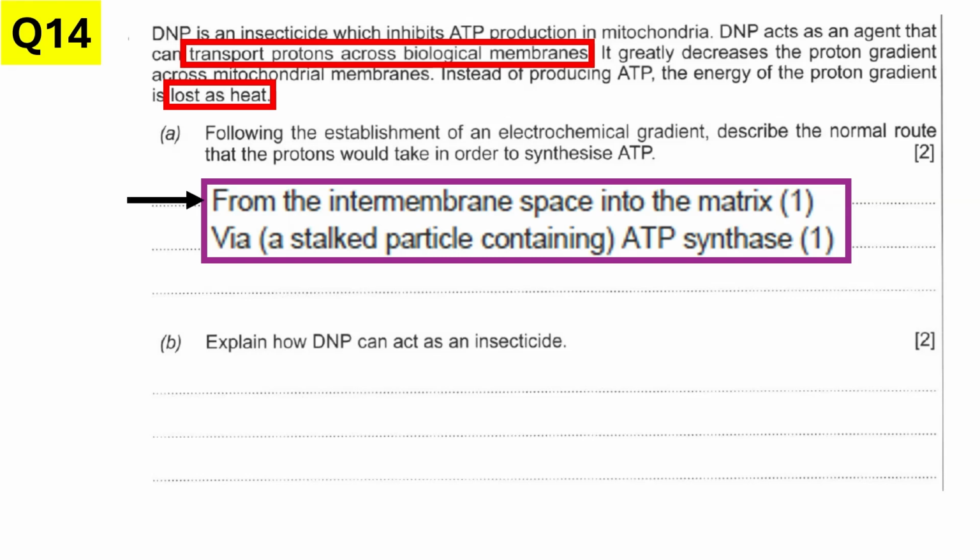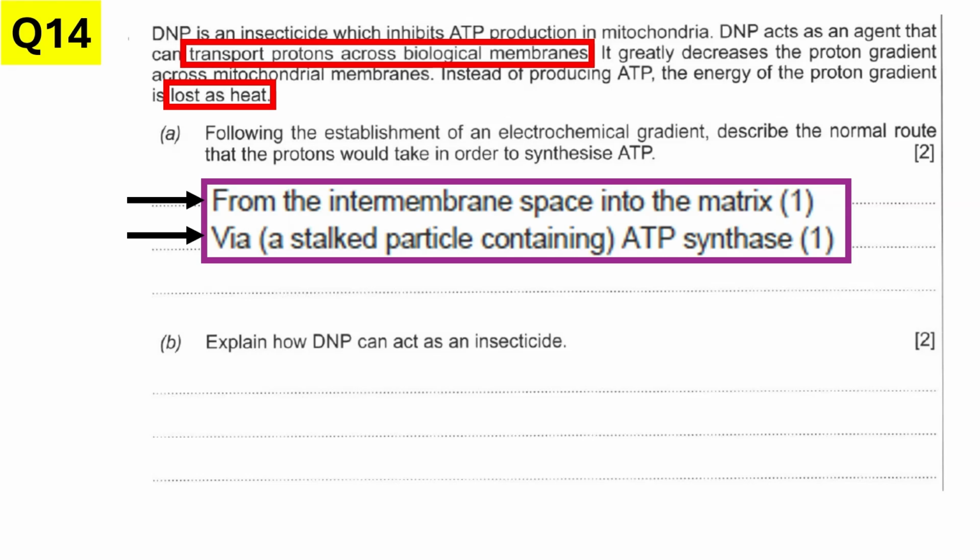So we know there's an accumulation of protons in the intermembrane space of the mitochondrion, and we know they normally move by facilitated diffusion back into the matrix, and the energy that's being released from that movement is then used by ATP synthase to combine ADP and Pi to make ATP, and that's part of oxidative phosphorylation.